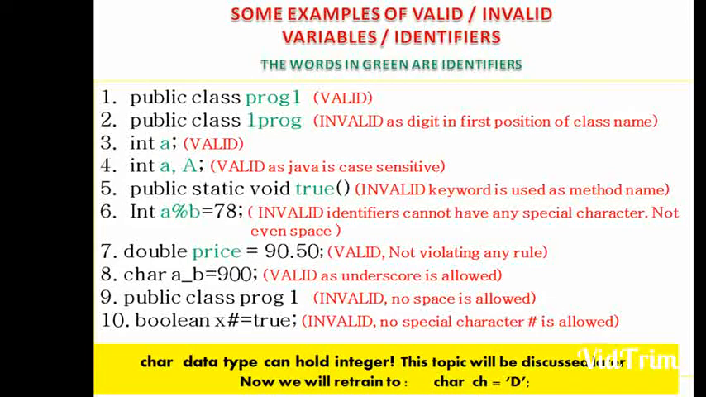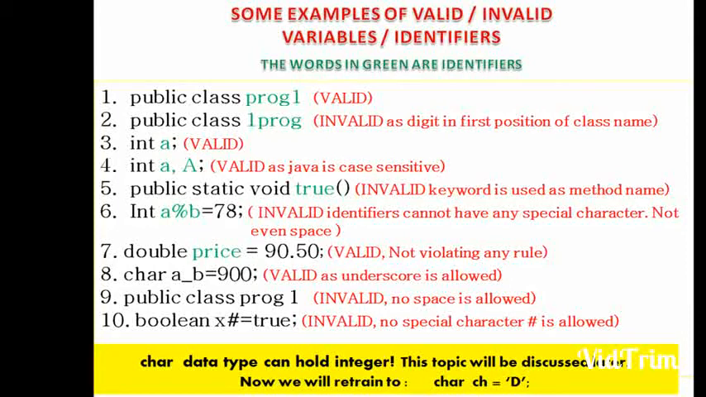Double price is equal to 90.50. Is this correct? Yes, this is valid because you are not violating any rule. Char a underscore b is equal to 900. Is this valid? Yes, this is valid because you are using the special character underscore, which is allowed.